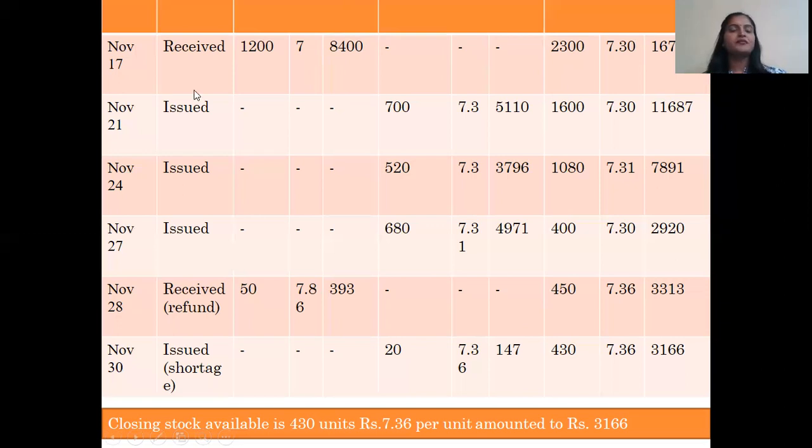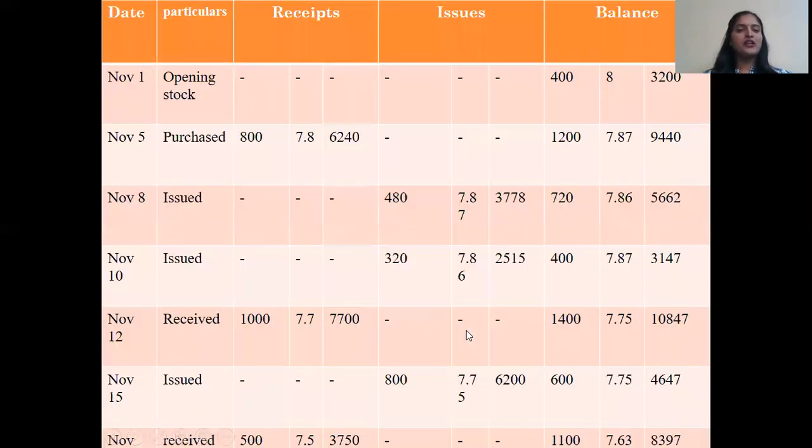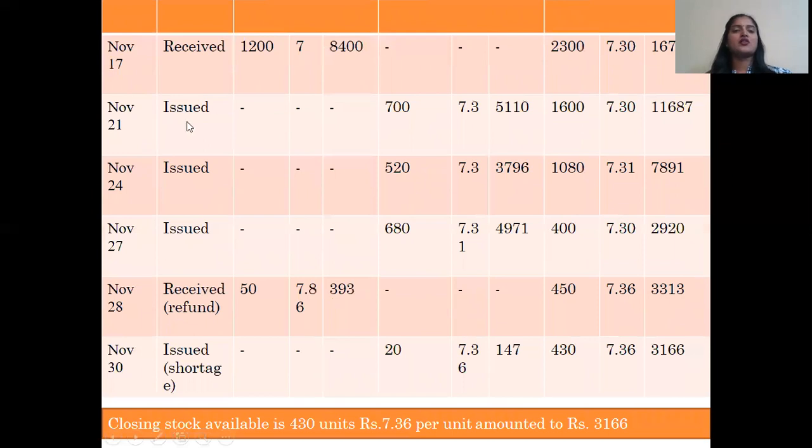Okay, now on November 21st, look at the problem. On November 21st, issued to production department 700 units. Issued means you have to go for the issues. See here, issues. We don't have the purchase. Go directly to the issues. How many units have been issued? 700 units were issued. What is the cost per unit? Already we have calculated 7.3. Okay, now take that 7.3. 700 into 7.3, you are going to get 5,110.